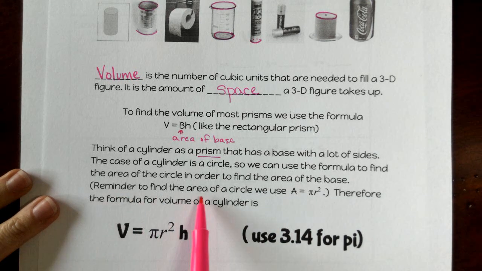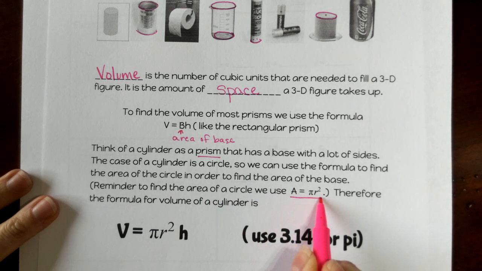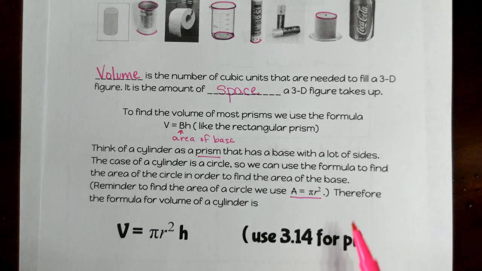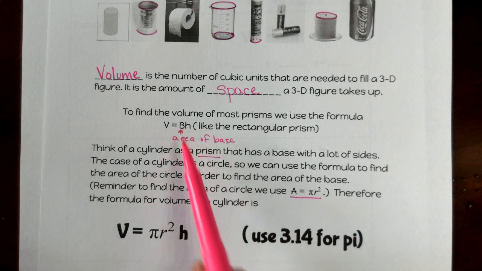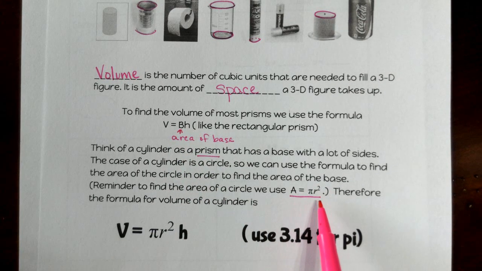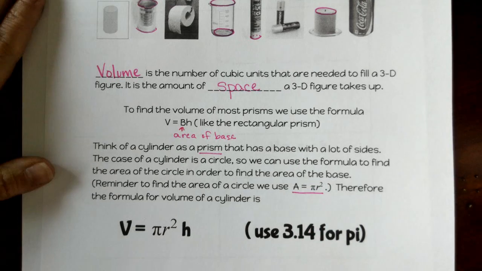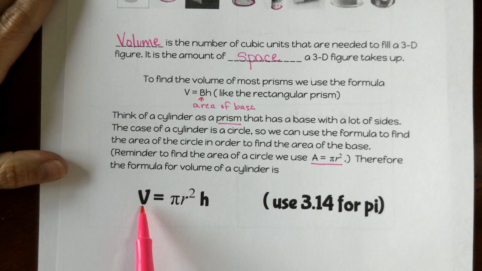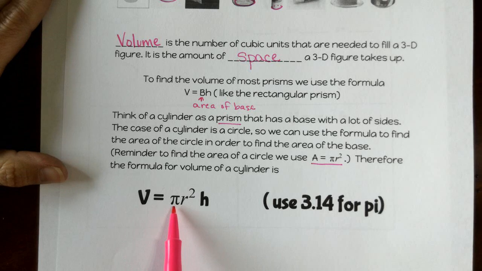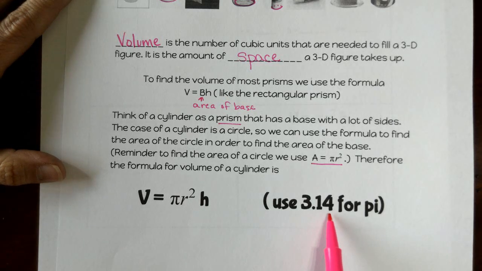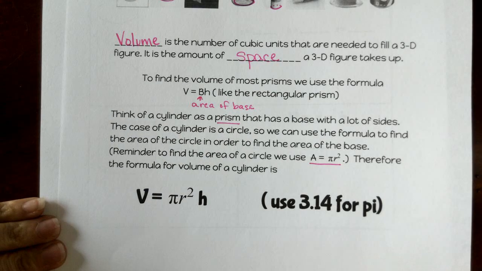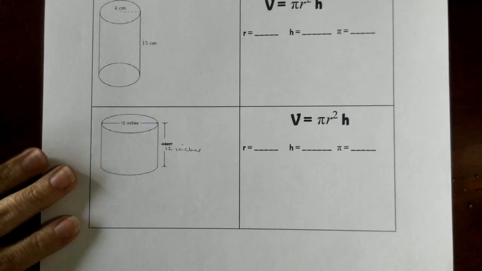So a reminder, to find the area of a circle, we use area equals pi times the radius squared. So since our base is really the area of a circle, the volume of a cylinder would be volume equals pi times the radius squared times the height. And again, we use 3.14 for pi unless it's otherwise directed. So let's actually take this and do some work.